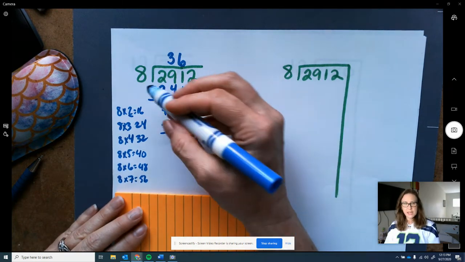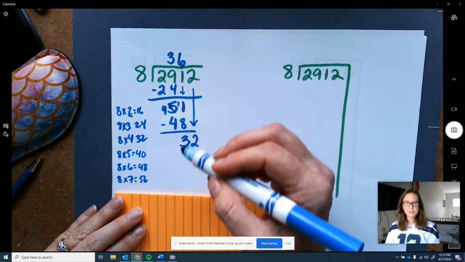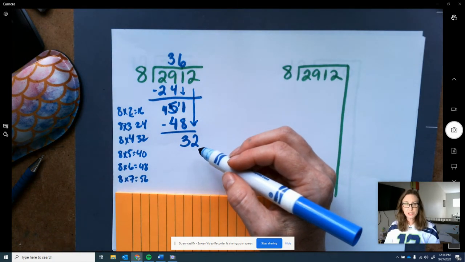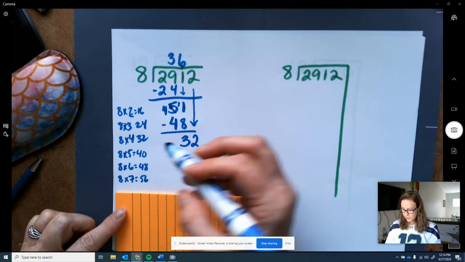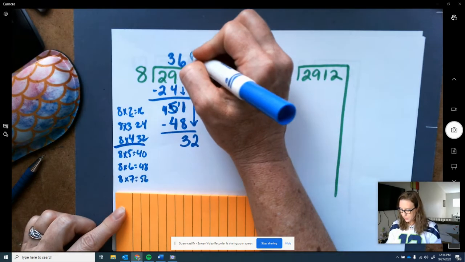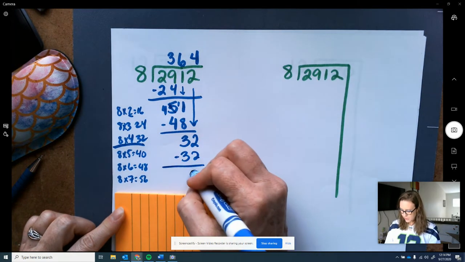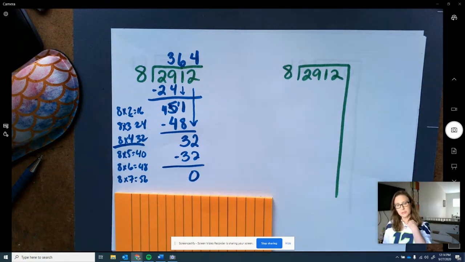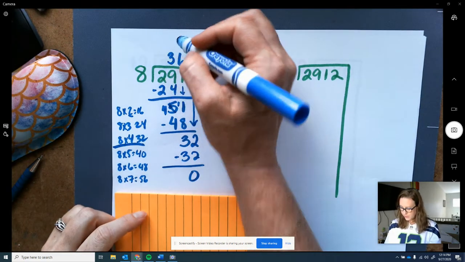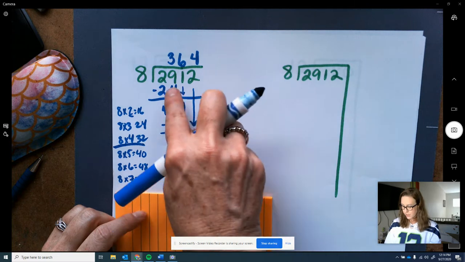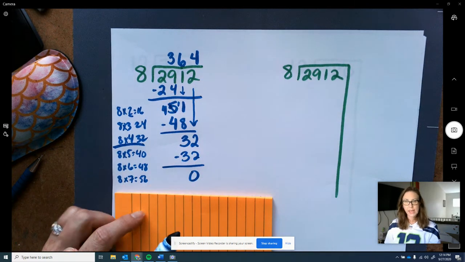Now I've got 8 times something gets it the closest to 32 without going over 32. It can be 32, but it can't go over 32. And we do have that one right there. So 4 times 8 is 32. I'm going to subtract, and I got 0. So my answer on this one is the quotient is 364 when you divide 2,912 by 8.